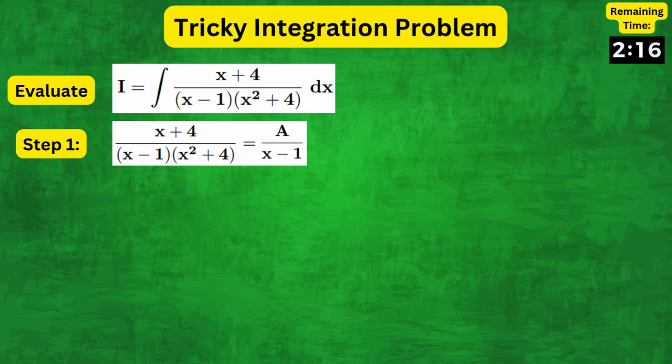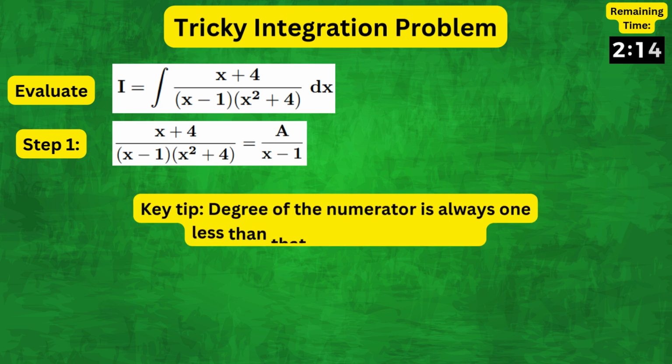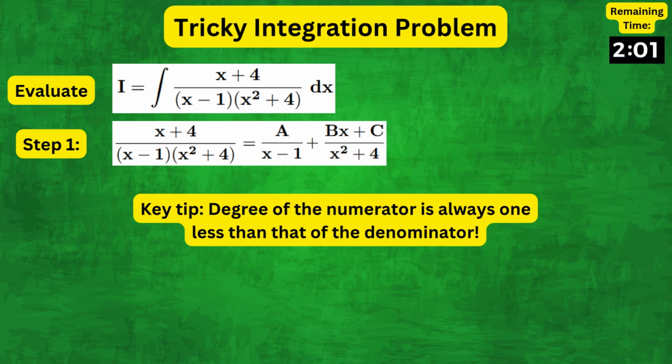Here, remember the key rule for partial fractions. Degree of the numerator always needs to be 1 less than that of the denominator. So in this case, since the degree of the denominator is 2, its numerator will have a degree of 1, with the form bx plus c.